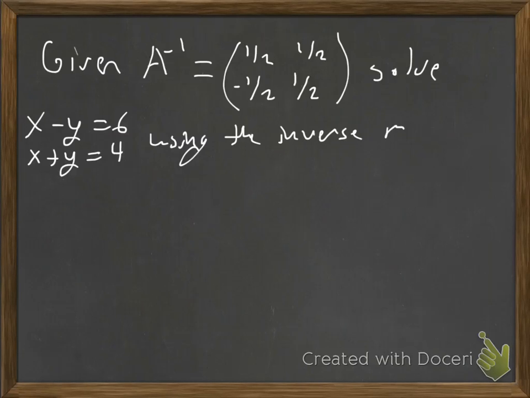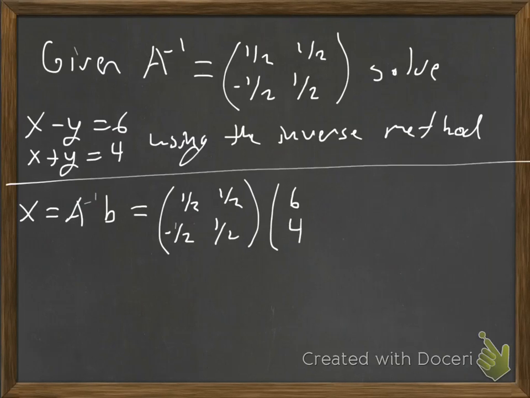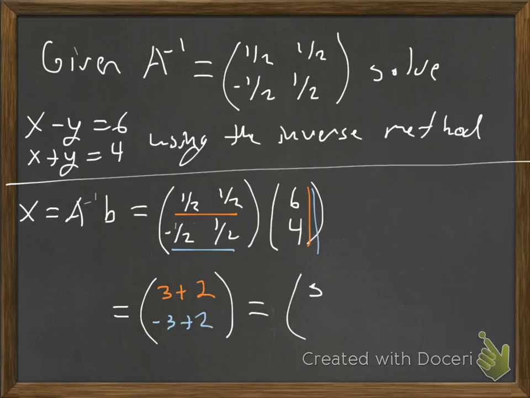Now this looks super easy to do by elimination method, but we want to expose ourselves to other methods, and this is a nice basic example. So x is going to equal A inverse B. So A inverse is a half. Don't let those fractions scare you. It's going to be a nice problem. Okay, and our B is 6 and 4. Alright, so multiplying by halves, and we're left with 5 and -1, and that is our solution using the inverse method.